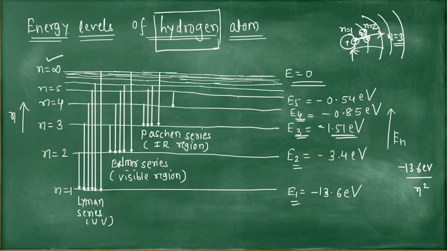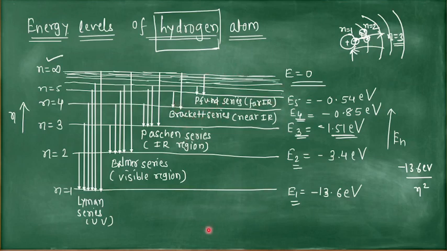Next one, n is equal to 4. Again there is a series, a new series studied by Brackett, the Brackett series, and the next is studied by Pfund. So the name of the series is the Pfund series. So these lie in the near infrared and far infrared region. Brackett series, Pfund series.